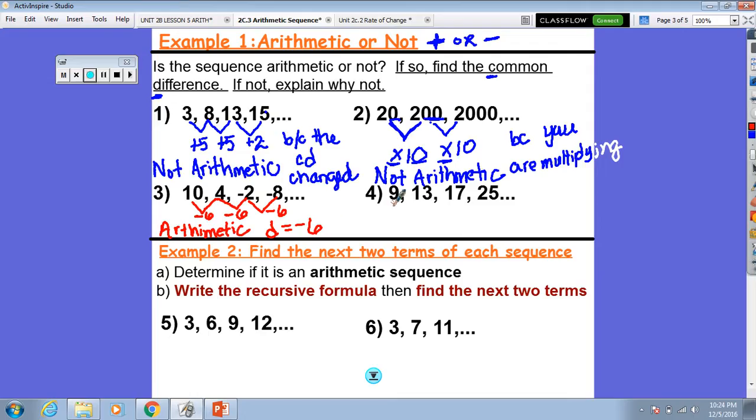Alright, so number 4, we look and we have to add 4. To get from 13 to 17, I also have to add 4. To get from 17 to 25, I have to add 8. So this one is not arithmetic because the common difference is not the same. Alright, so that's it for example 1. Example 2.